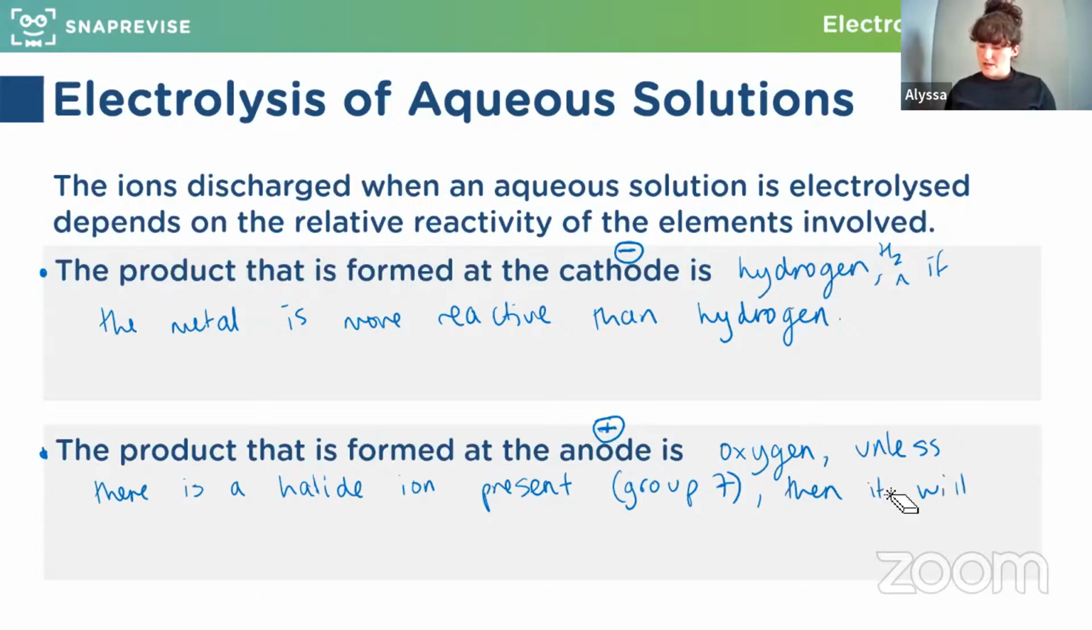Then, let's rephrase that, the halogen will form. The group 7 element will form. Nice, well done. How do we know if a metal is more reactive than hydrogen? Yeah, because of the reactivity series.